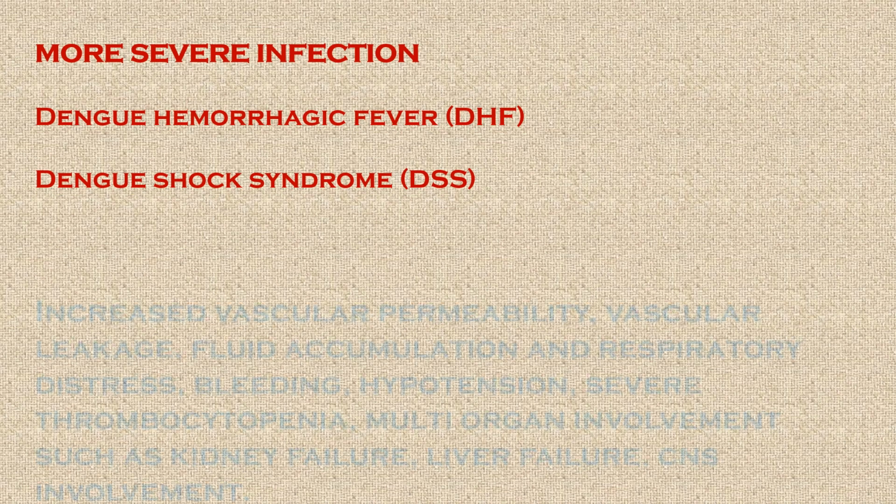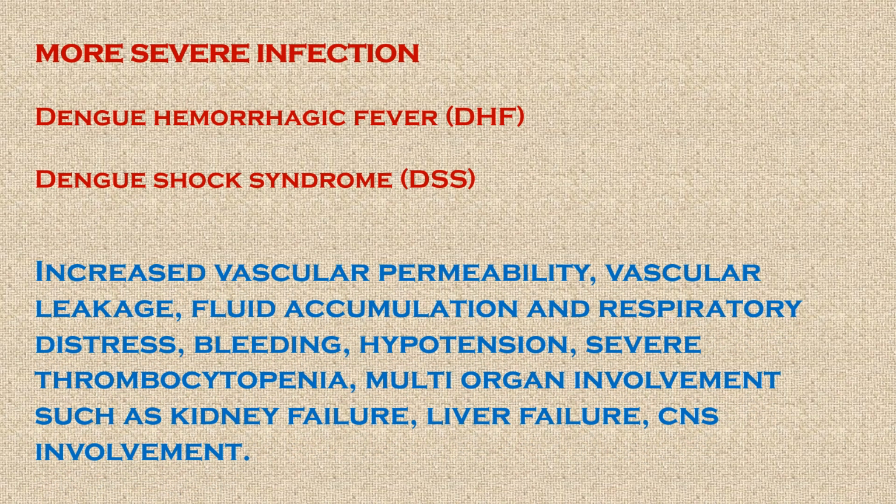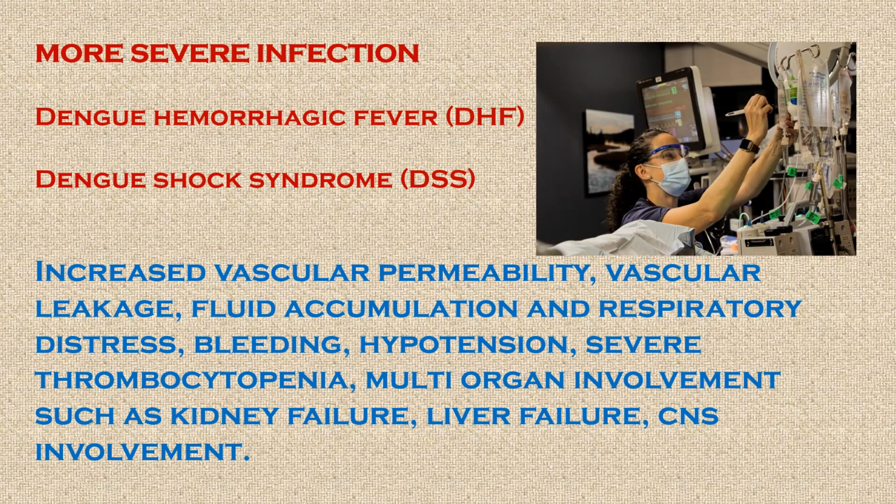We see more severe infection in the form of dengue hemorrhagic fever or dengue shock syndrome, in which there is increased vascular permeability, vascular leakage, fluid accumulation, respiratory distress, bleeding, hypotension, severe thrombocytopenia, multi organ involvement such as kidney failure, liver failure, central nervous system involvement, which is exhibited as confusion or drowsiness, and more severe infection calls for mandatory hospitalization and intensive care management. The terms dengue hemorrhagic fever and dengue shock syndrome are nowadays less commonly used as the newer classification groups these symptoms into severe dengue infection.